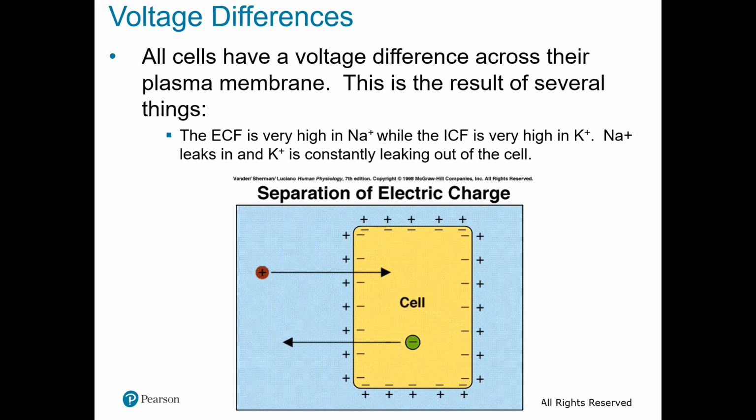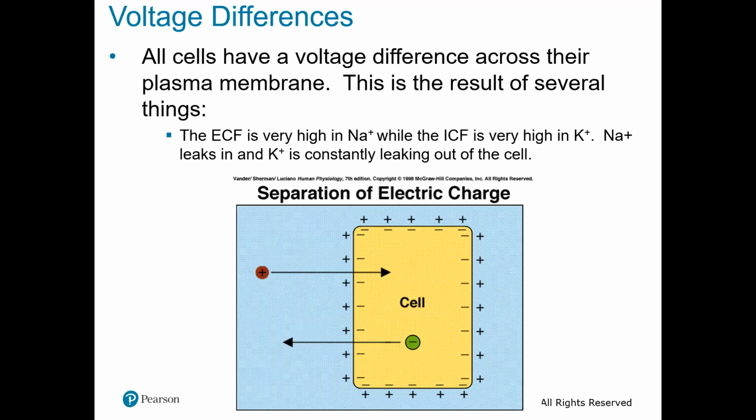Remember, sodium is a component of our plasma. Our plasma is 0.9% sodium chloride, so we always have high levels of sodium on the outside of our cells. Sodium is a positively charged ion. We always write sodium as Na+. So the outside of our cells are positive. The inside of our cells are considered negative, just like a battery. Batteries have a positive end and a negative end. And our cells have a positive side and a negative side.